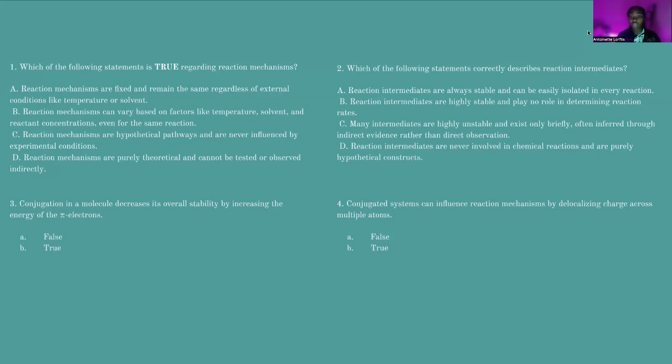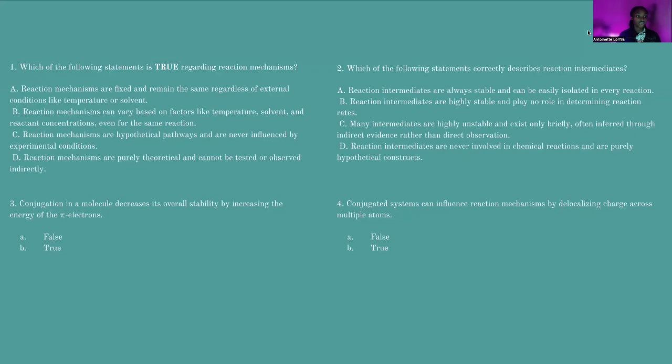C, many intermediates are highly unstable and exist only briefly, often inferred through indirect evidence rather than direct observation. And D, reaction intermediates are never involved in chemical reactions and are purely hypothetical constructs. I believe this question was pretty straightforward as it came straight from our slides, which is C: many intermediates are highly unstable and only exist briefly, often inferred through indirect evidence rather than direct observation.